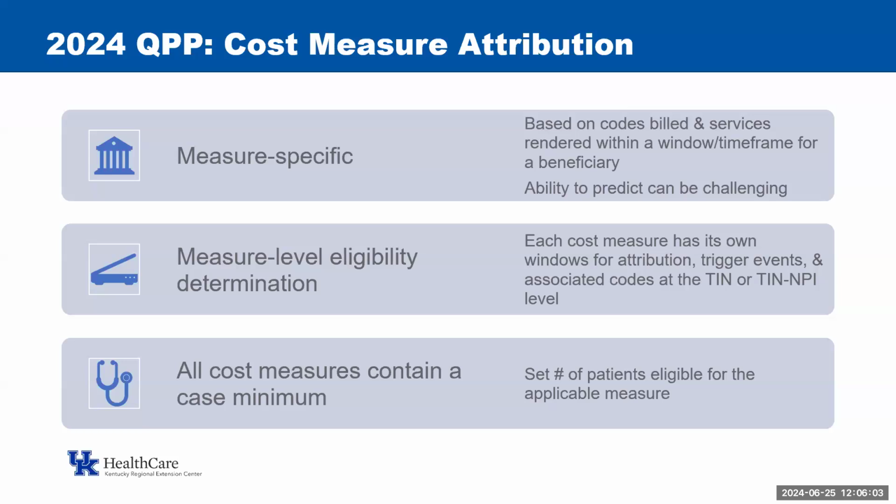Each measure has its own window for attribution, triggering events, and associated billing codes at either the TIN or TIN-NPI level. Familiarizing yourself with the measure specifications that you think are applicable is the best way to prepare ahead of time for the cost category. This is going to help you understand which billing codes are going to trigger for each measure and what those attribution windows look like.